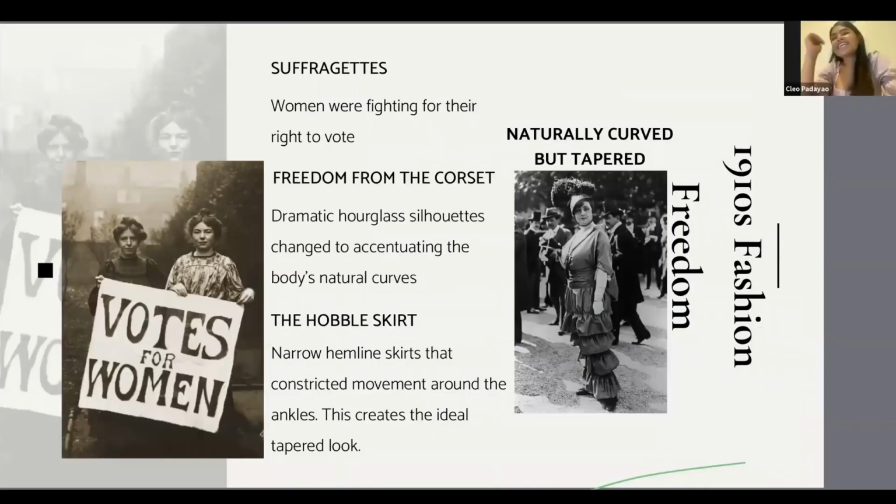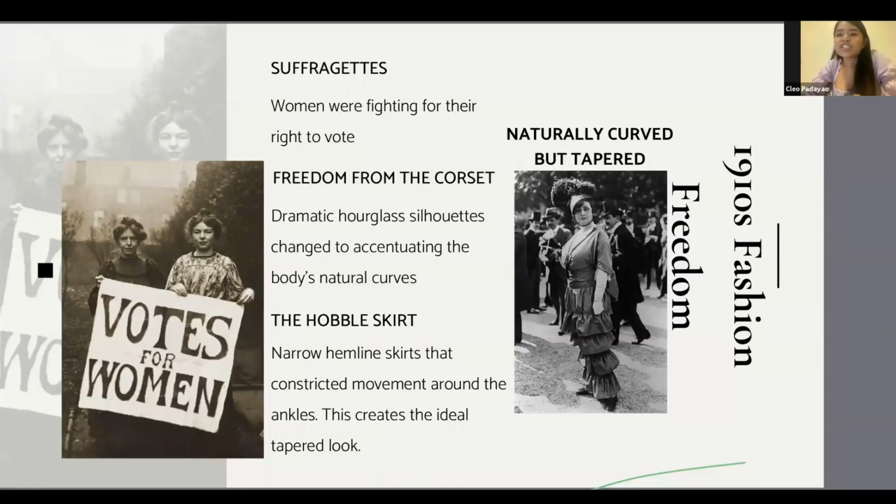Okay, now we are in the 1910s. So the theme here is fashion freedom, because this was the time of the suffragettes, or the women who were fighting for their right to vote. Because if some of you know, women were treated as second-class citizens during the early times, and they were not permitted to vote. And then the good news is there's a freedom from the corset.